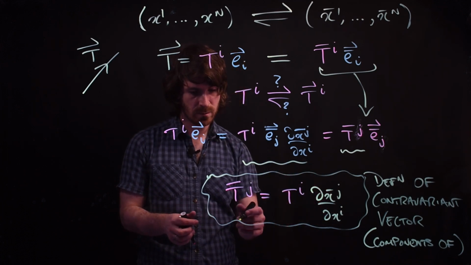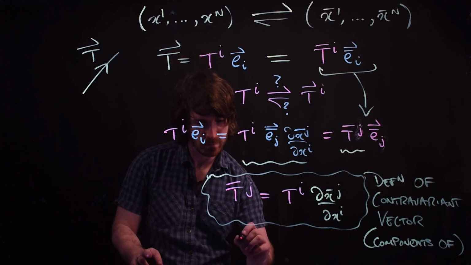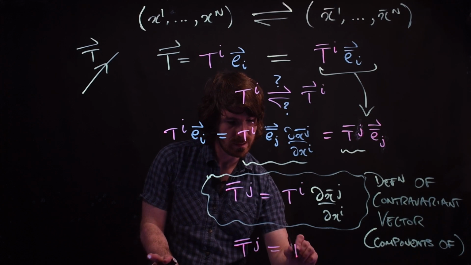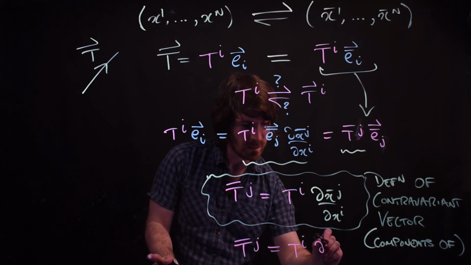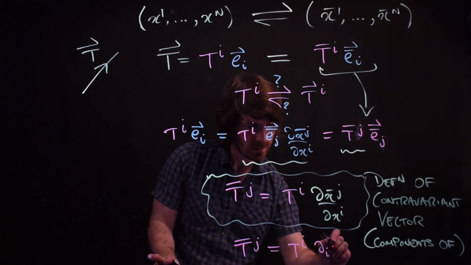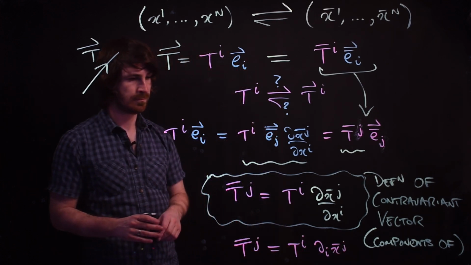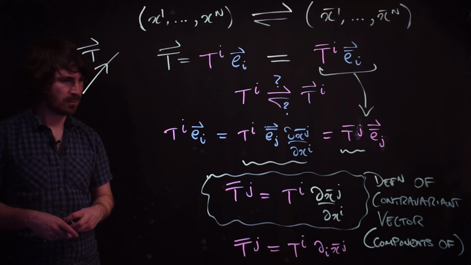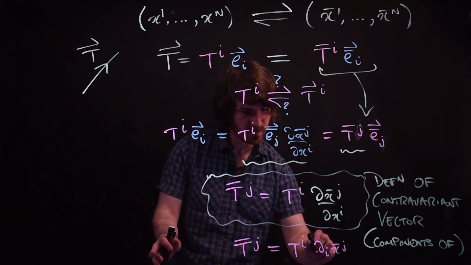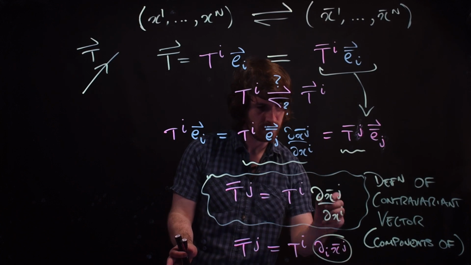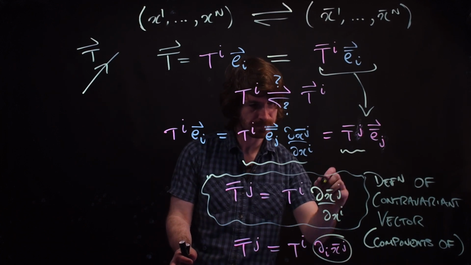In our more concise notation, this is T bar j equals T i dx bar j by dx i. And these are elements of our Jacobian matrix J bar.